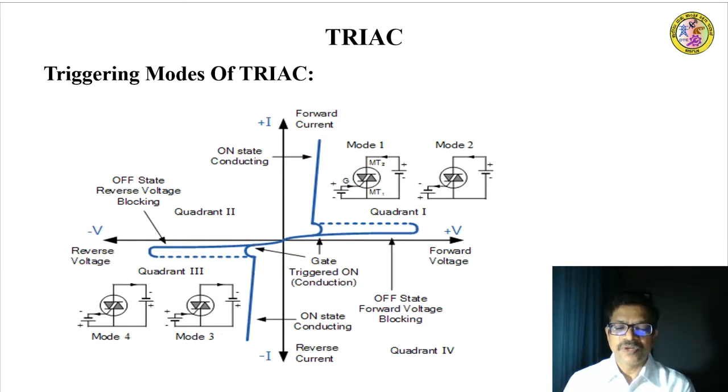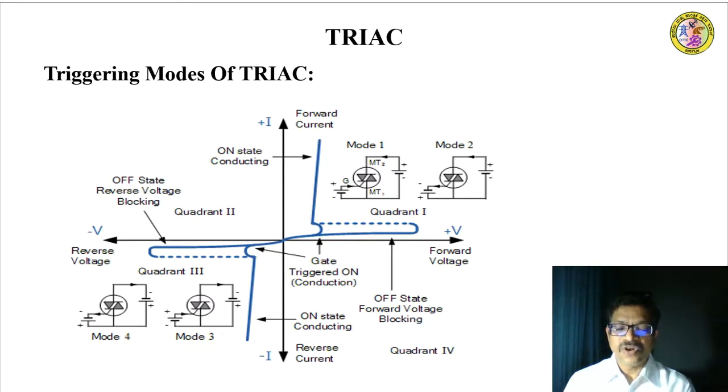In mode 2 operation, the triac with MT2 positive and negative gate current is less sensitive and requires higher gate current for triggering. Hence, this is not desirable. In mode 3 operation, the triac with MT2 negative and positive gate current is less sensitive and requires higher gate current for triggering. Hence, this mode is not desirable.